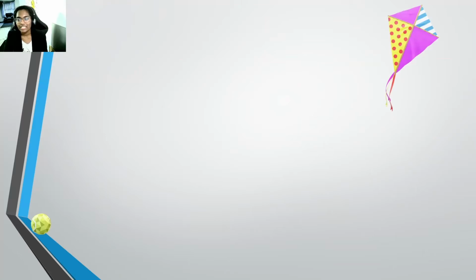Forces can be split into two categories, contact and non-contact forces. Contact forces are when two objects need to be touching for the force to arise. The list of forces here are all contact forces. For example, let's take reaction force.